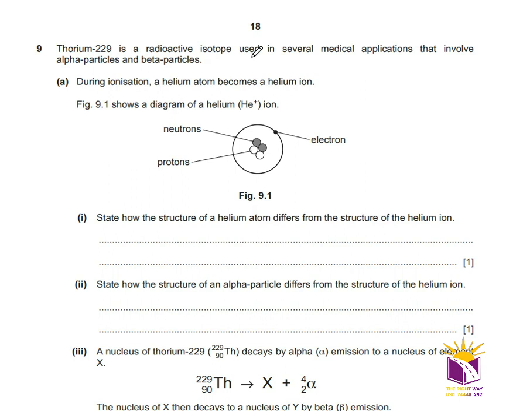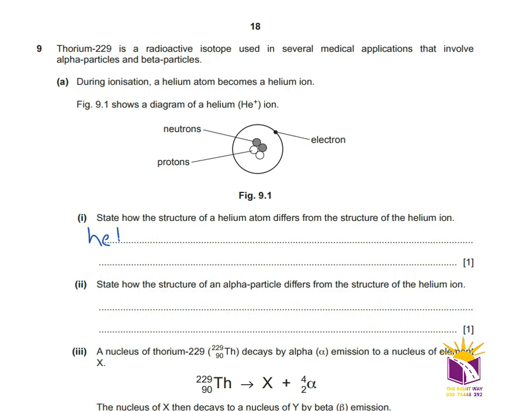Question number 9. Thorium 229 is a radioactive isotope used in several medical applications that involve alpha particle and beta particle. During ionization, a helium atom becomes a helium ion. Figure 9.1 shows a diagram of a helium He positive ion, which contains 2 neutrons, 2 protons and 1 electron. State how the structure of helium atom differs from the structure of helium ion.